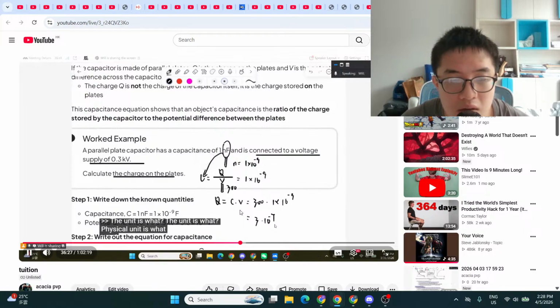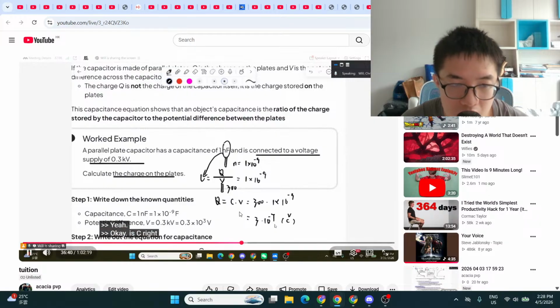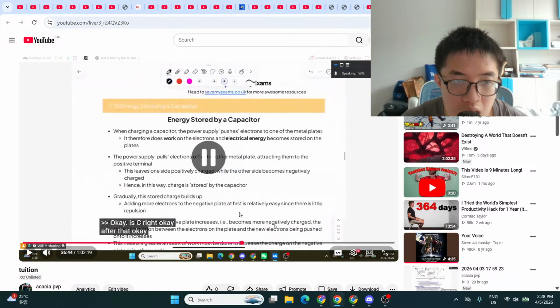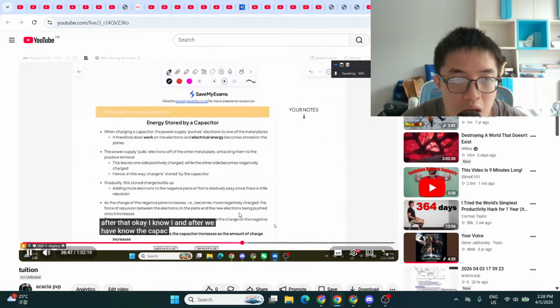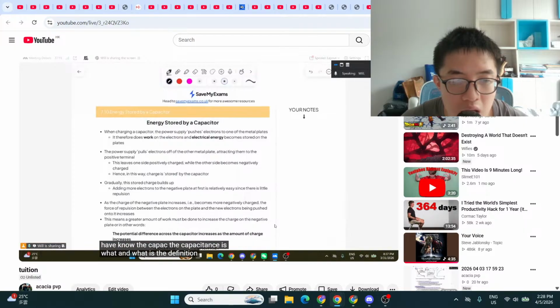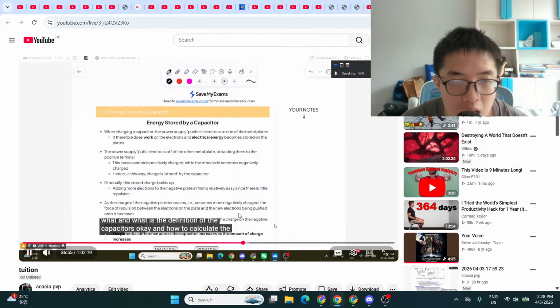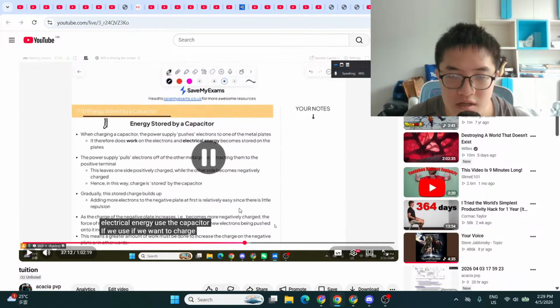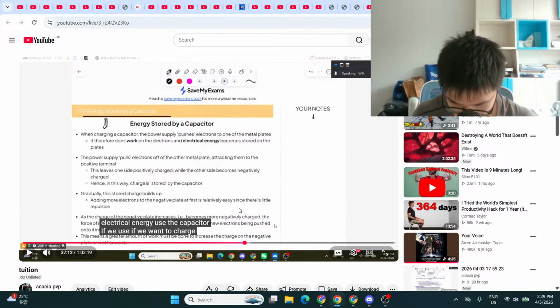The physical unit of a charge is what? Micro, micro C, right? Okay, C. After that, now we have the capacitance. What's the definition of the capacitance? And how do we store the electrical charge quantity? And we need to store the electrical energy using the capacitor.